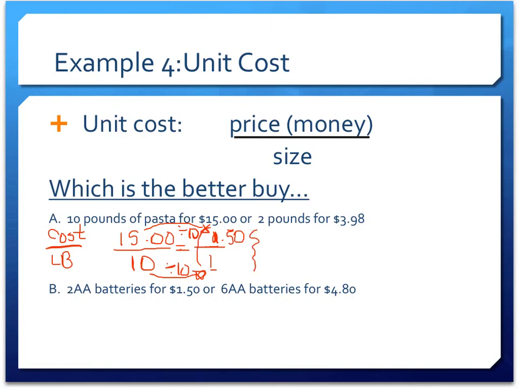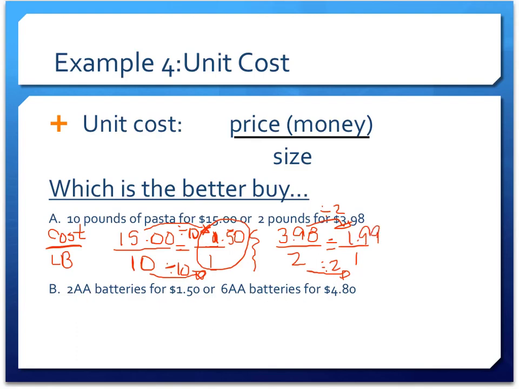So $1.50 per pound. Now let's take a look at the next option. I could pay $3.98, and I can buy 2 pounds. So again, I'll compare that to 1 pound. Here I'm going to need to divide both the numerator and denominator by 2. And 3.98 divided by 2 is $1.99.